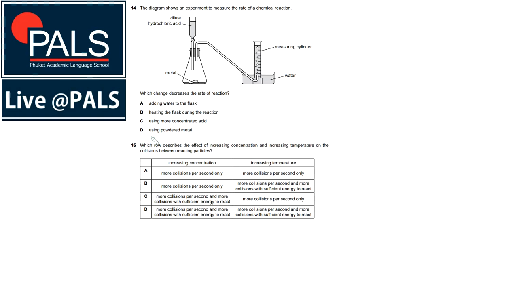So we know that powdered metal overall will have a larger surface area than a large piece of metal, and increasing the surface area increases the rate of reaction because more metal will be exposed to the acid, so there are more particles that can collide, and therefore the rate of reaction will be higher.